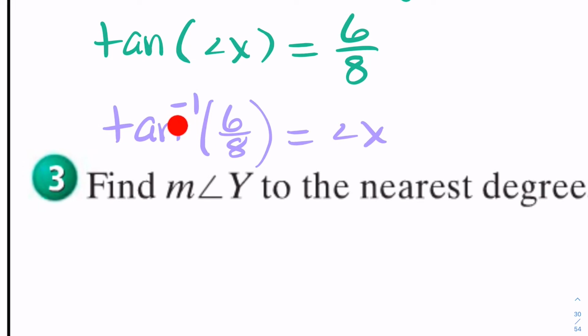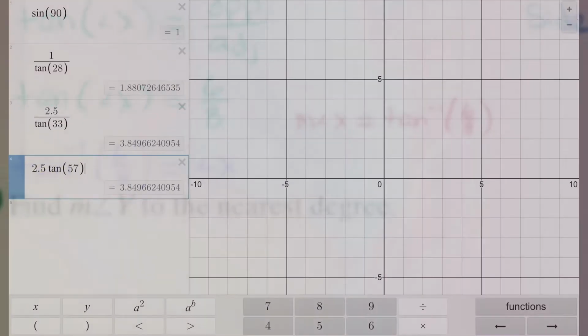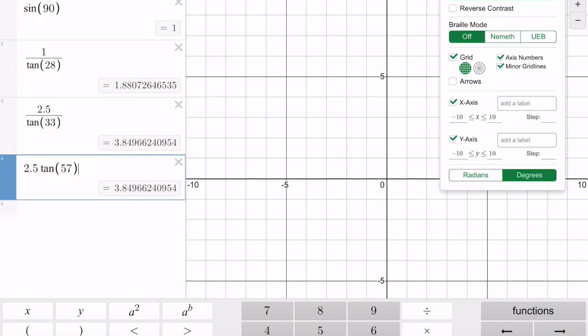This right here is called inverse. So what we did was we inversed 6 over 8 with the measure of angle x. So in this case, the measure of angle x is equal to the tangent inverse of 6 over 8. And we still want to make sure we're in degree mode when we do this. So I'm going to put that in our calculator. We are in degree mode.